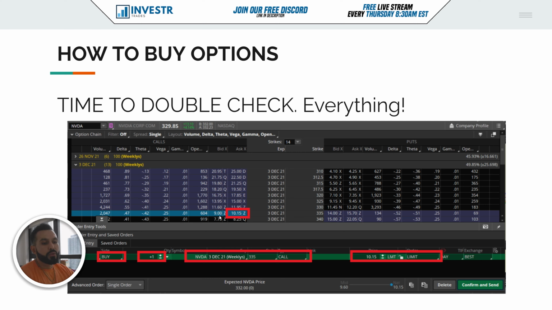You have to understand where the bid and ask is. That way you can establish where you want to put your limit order. If you put your limit order right at the ask, you're going to get filled almost instantly.